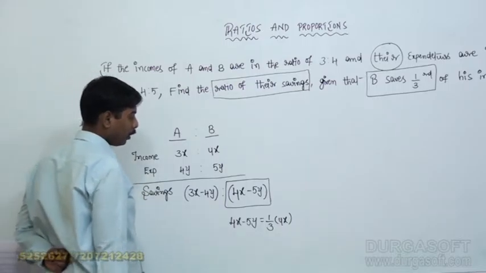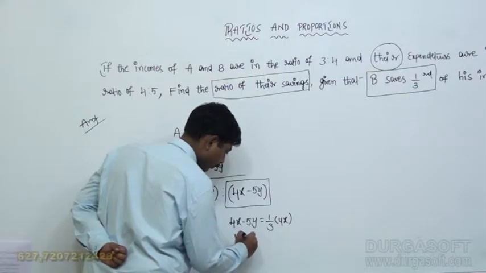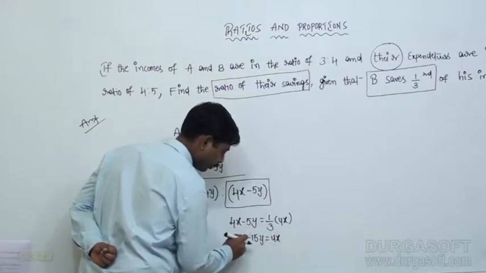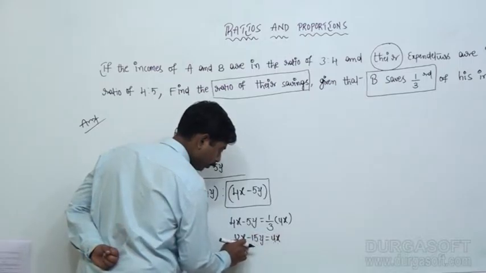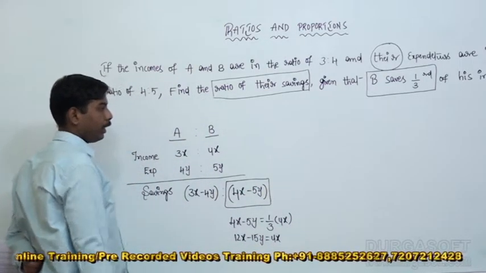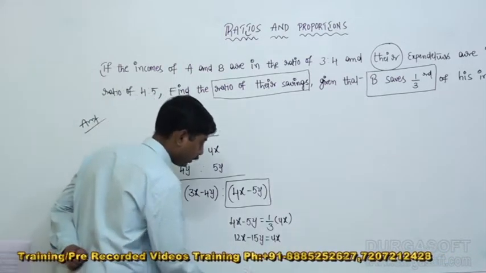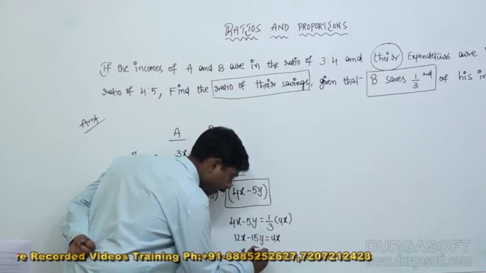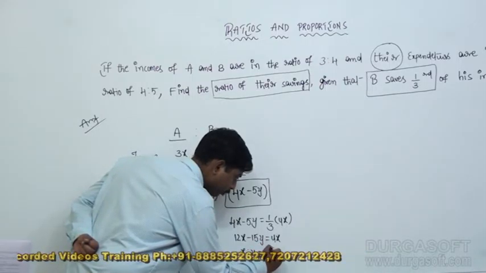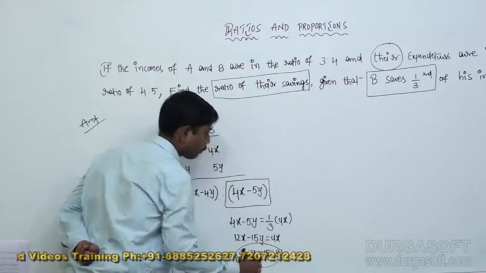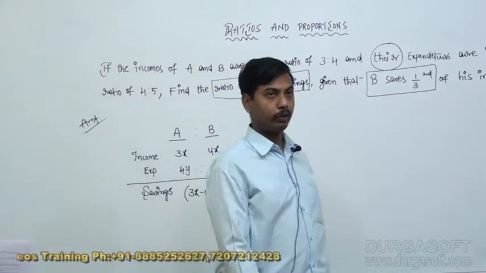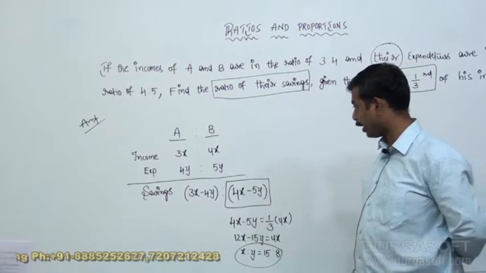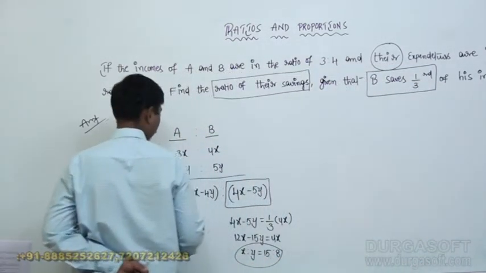3 comes to this side, 12x minus 15y equals 4x. 4x comes to this side, 12x minus 4x, 8x. 15y goes that side. 8x equals 15y means x to y ratio is how much here? 8x equals 15y means x to y is 15:8. That means x is 15 parts and y is 8 parts here. X to y ratio we got here, 15:8.